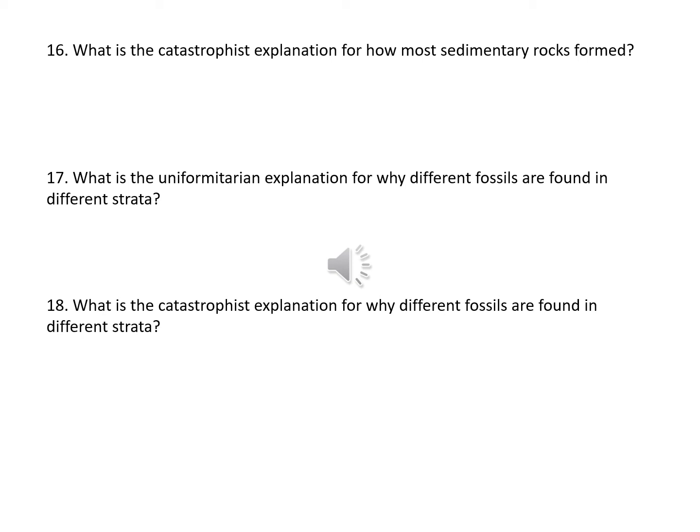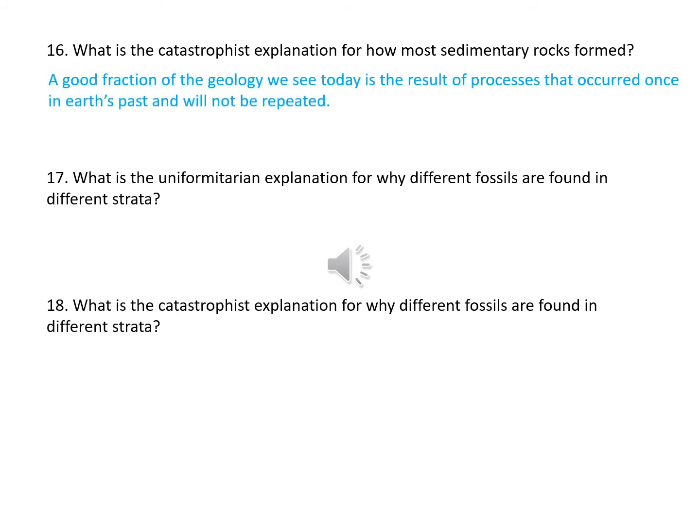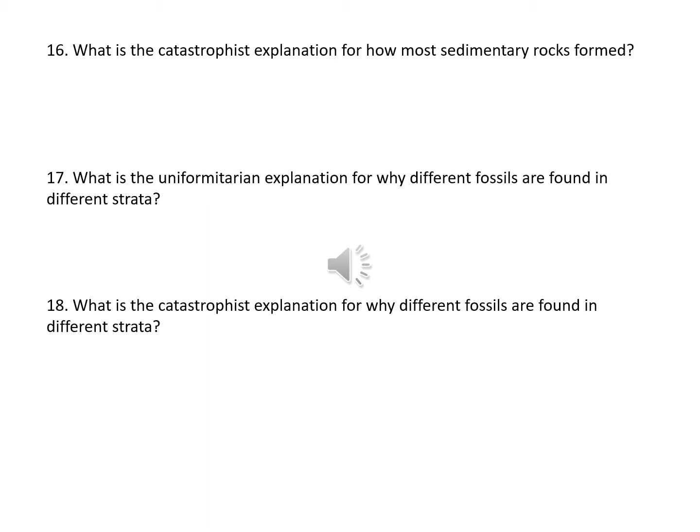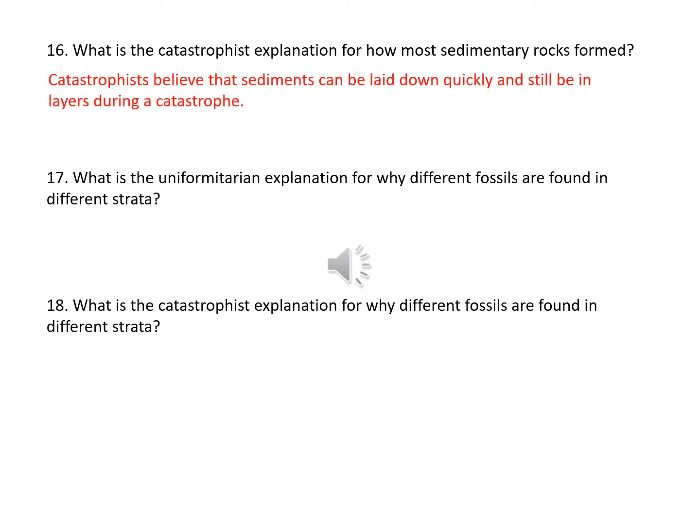What is the catastrophist explanation for how most sedimentary rocks formed? Catastrophists also make an assumption, and their assumption is that a good fraction of the geology that we see today is the result of processes that occurred once in Earth's past and will not be repeated. Therefore, sediments can be laid down quickly and still be in layers during a catastrophe.